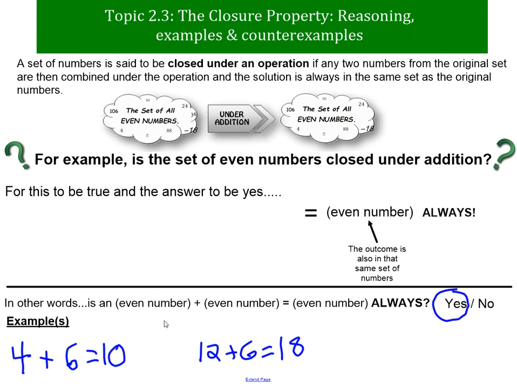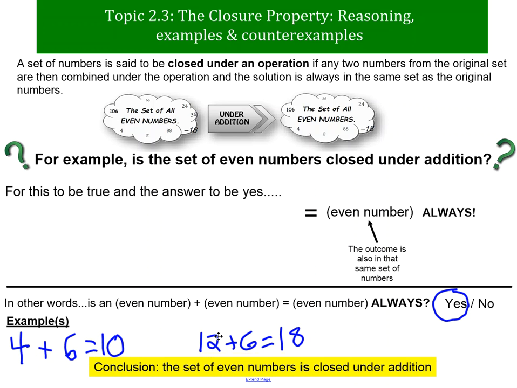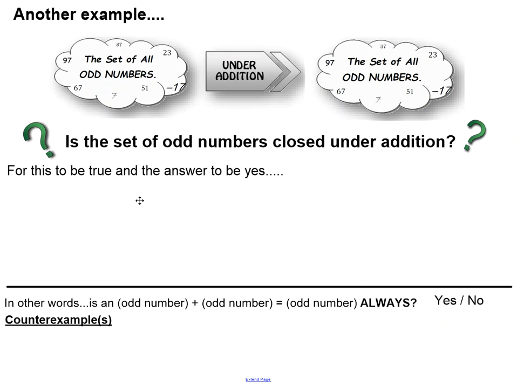So what we can say is that the set of even numbers is closed under addition. So that answers our question. Is the set of even numbers closed under addition? Yes, the set of even numbers is closed under addition. Okay, next example. What about the set of odd numbers? Also the operation addition. Is the set of odd numbers closed under addition?